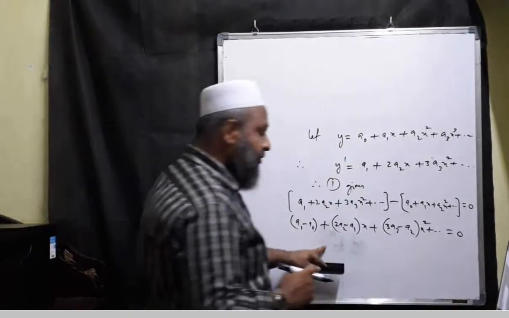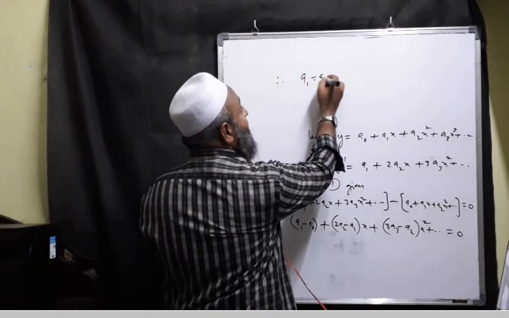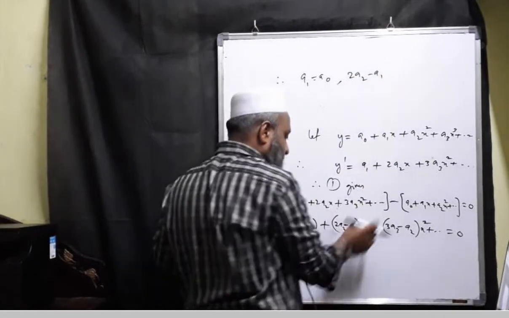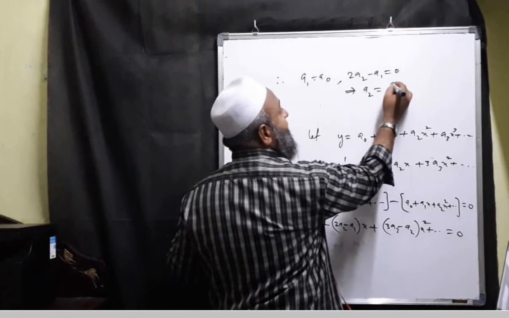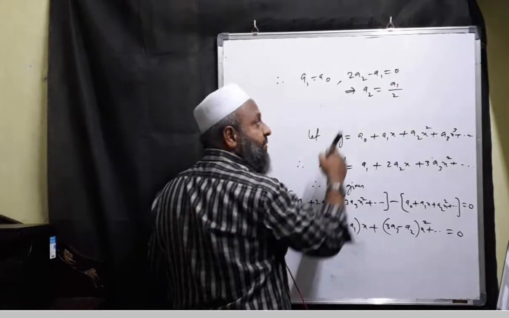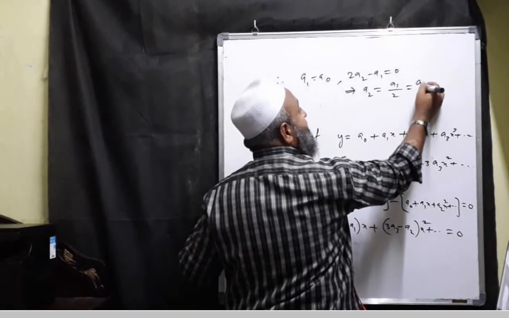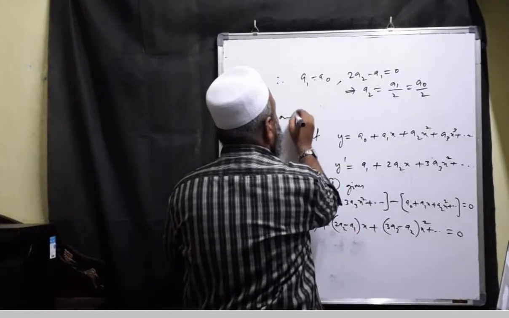Okay, let us continue from here. So therefore it is required that a1 must be equal to a0, and this equation says 2a2, I mean this coefficient, must become 0. So this equation says a2 must be equal to a1 by 2, but a1 is the same as a0, so it is going to become a0 by 2.